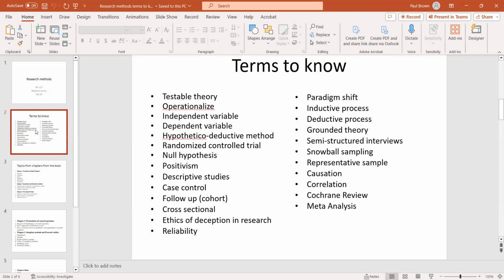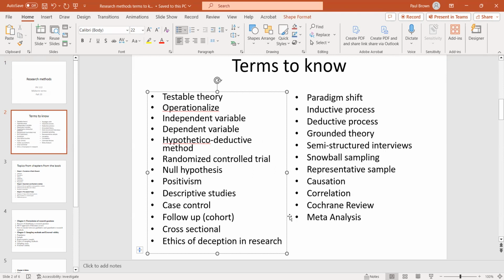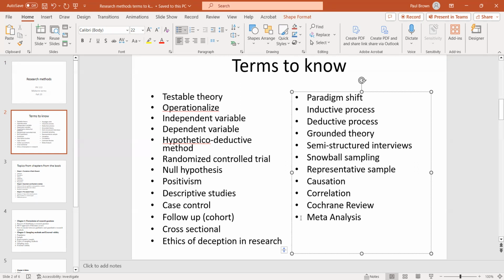Actually, you don't have to worry about reliability. It was in the book, but I didn't cover it in class. So here, we'll take reliability off of there. We'll do that after the midterm. So reliability is gone. That was easy. I think all the rest of them though we covered, right?